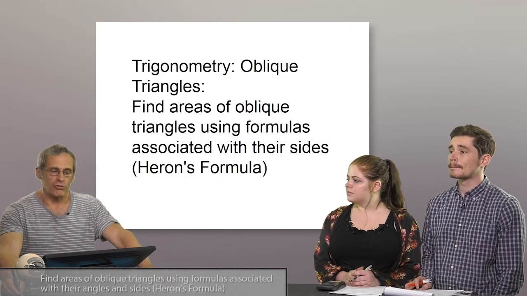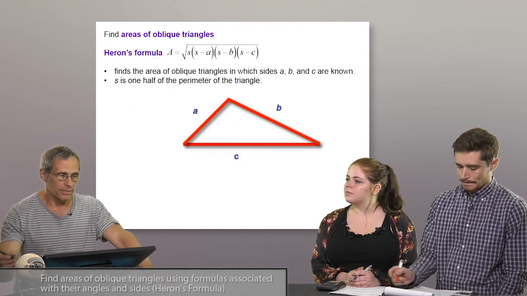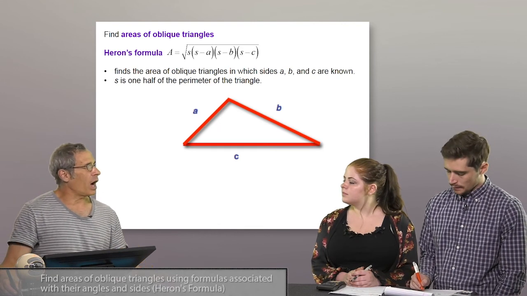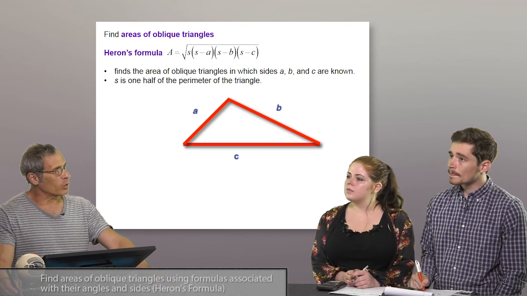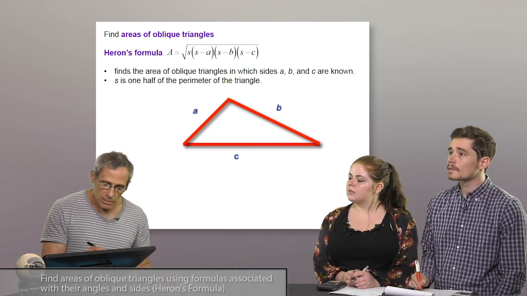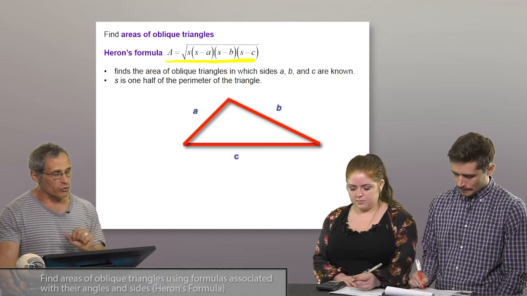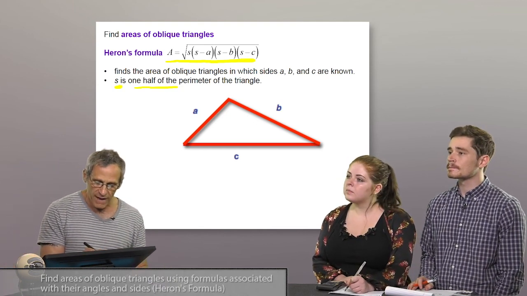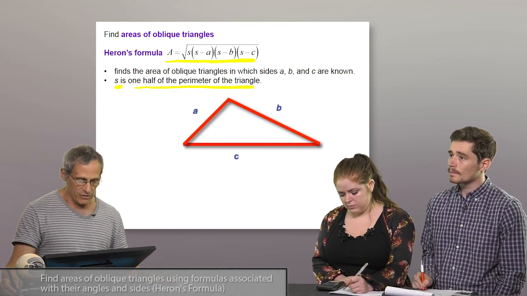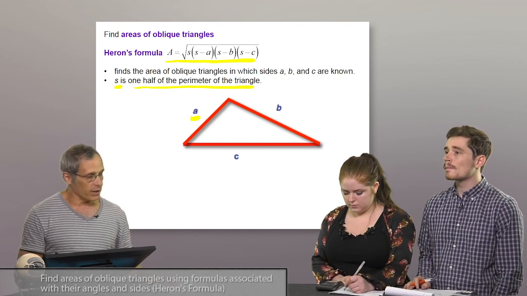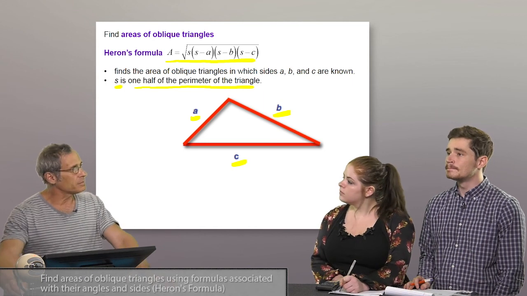Find areas of oblique triangles using formulas associated with their sides, called Heron's formula. If I want to find the area of an oblique triangle, which is just a triangle that's not a right triangle, I'm going to use Heron's formula. The formula basically says you take the square root of these four numbers you're multiplying. S, that's 1/2 of the perimeter, or the distance around the triangle. Then you multiply it by S minus the length of side A, times S minus the length of side B, times S minus the length of side C.